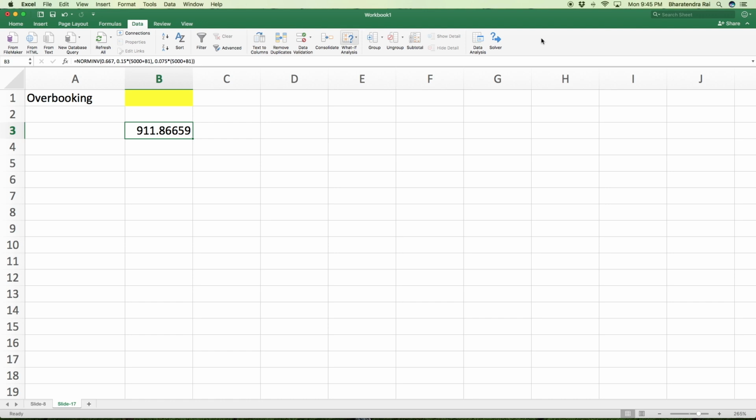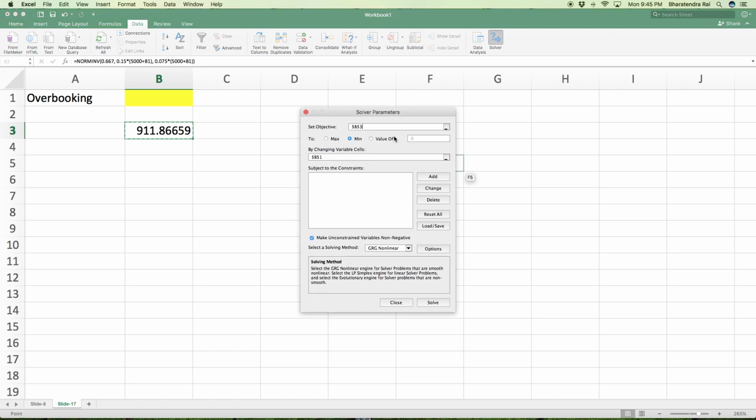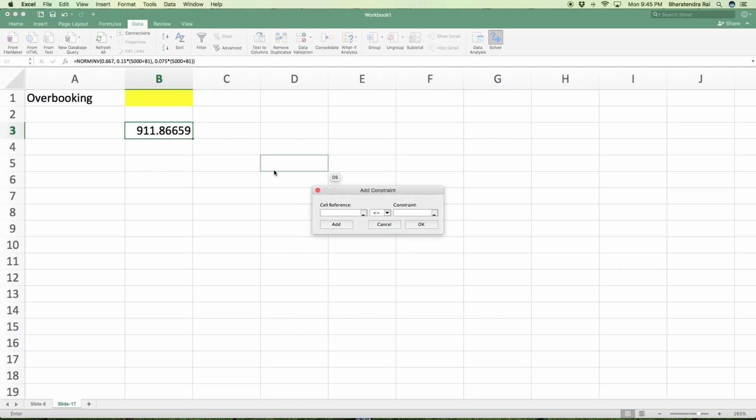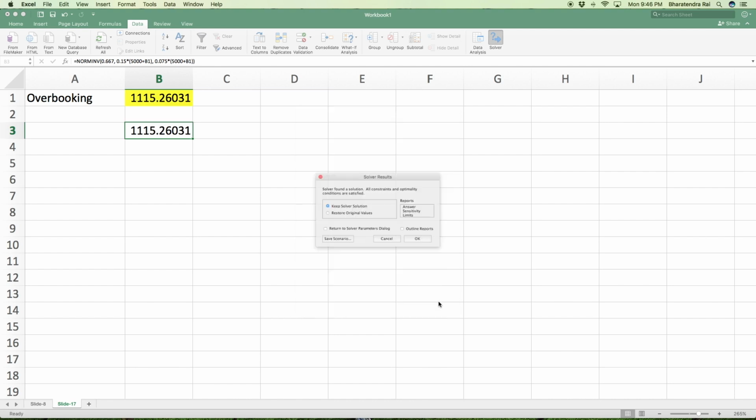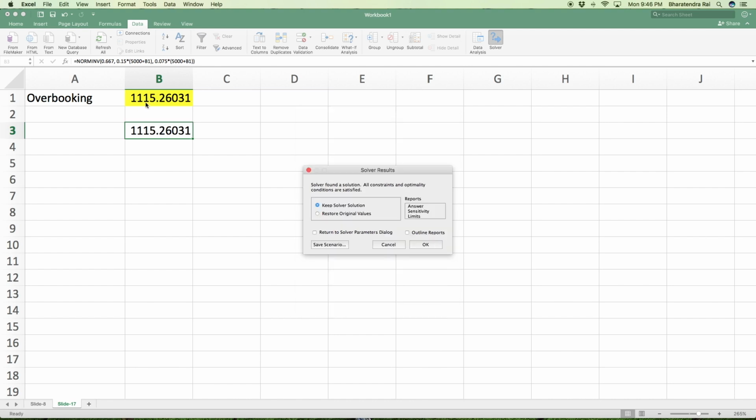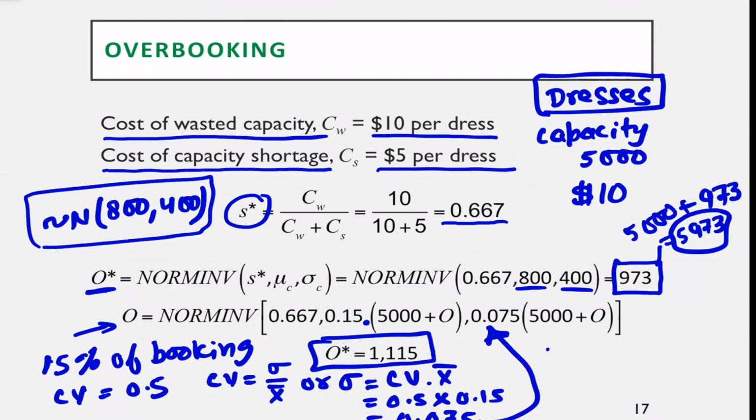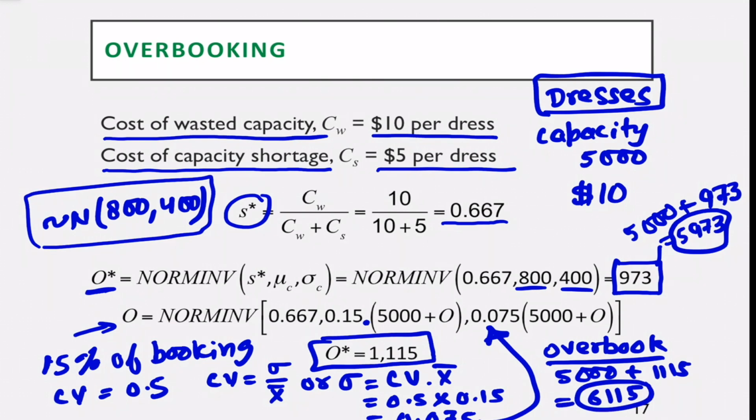And then we go to solver. So we maximize this value by changing B1, and the constraint is that this equals this number. So it gives us 1115. So the optimal overbooking level will be 5000 plus this number, which is 6115.